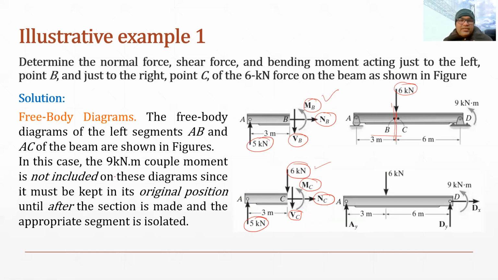Also, as I said earlier, in this case you can see I have not shown this couple value, because although it is a free vector, when we are going to make the free body diagram for a segment, we need to keep all the forces at their original position. So in the left hand segment, couple moment is not there, and it is being kept on the original position. Now we will find out the value of VB, MB, NB, and then MC, NC, VC, and then we will see what is the difference between them.